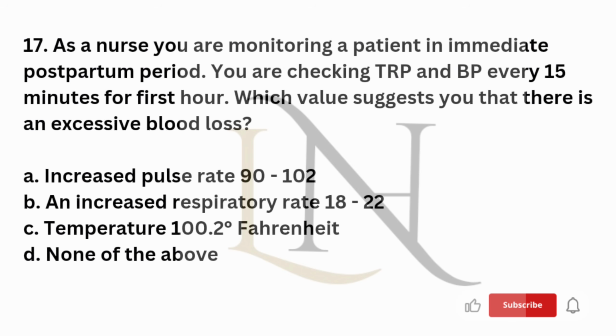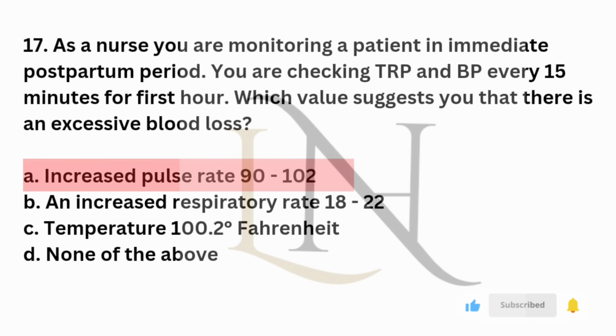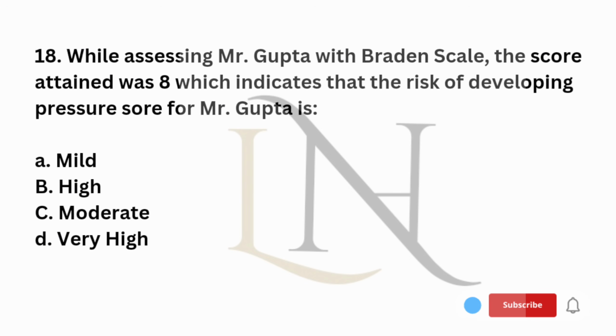Option A, increased pulse rate 90 to 102 beats per minute. Option B, an increased respiratory rate 18 to 22 breaths per minute. Option C, temperature 100.2 degree Fahrenheit. Option D, none of the above. Answer, option A, increased pulse rate 90 to 102.